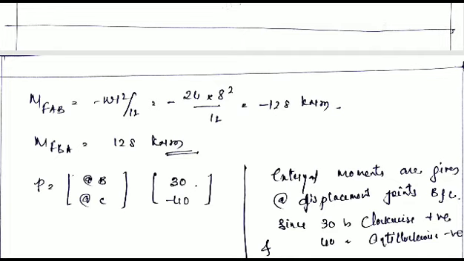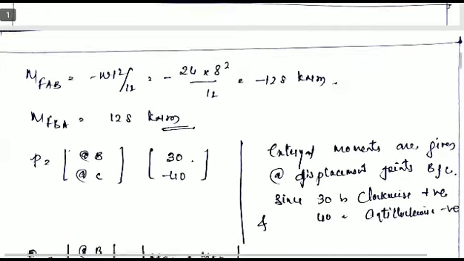At B it is taken as plus 30 because it is clockwise, and similarly at C it is minus 40 because it is anti-clockwise. This is taken into consideration. So the P value we get is 30 minus 40.